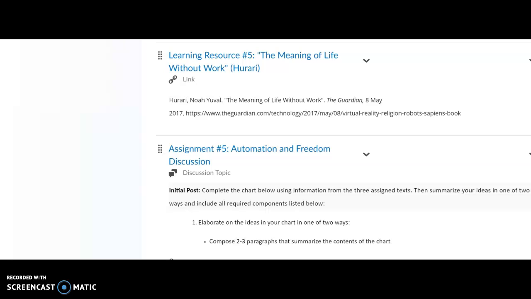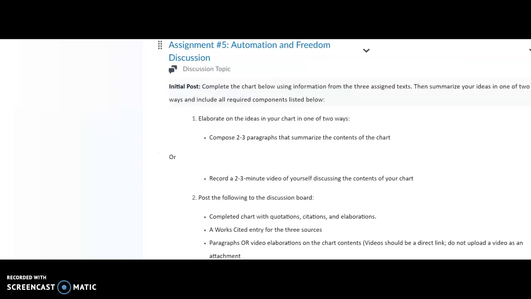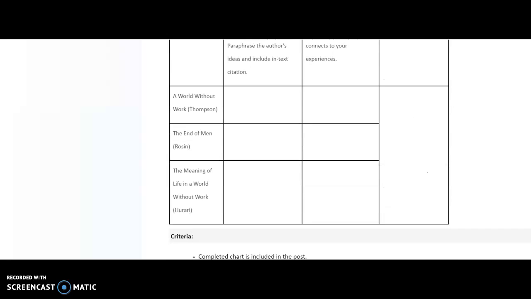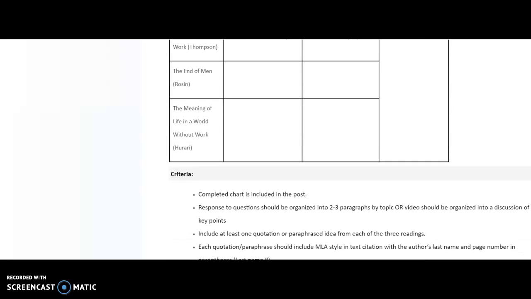I have to admit that I failed to somehow post the assignment for Automation and Freedom Discussion 2, assignment 5, on the calendar. So if for some reason you overlooked it as well because of an oversight on my part, I will allow you to turn it in and I will not issue a late penalty for that. That is the Automation and Freedom discussion, which involves the chart, which some of you have already completed with the paragraph. So if you have completed it, no worries there. Just move on to the next thing.